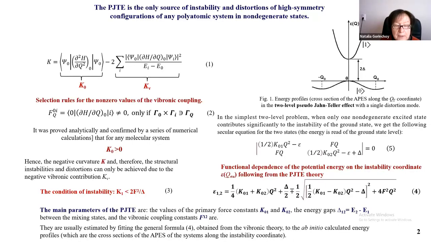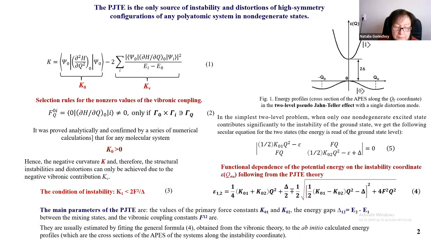It determines the restarting force arising when the nuclei are displaced with respect to the frozen electronic distribution. The second term, KV, being always negative, results from the vibronic mixing of the reference and the excited electronic states. It takes into account the reduction of the force constant due to the relaxation of electrons, allowing them to follow the nuclei. The matrix elements F in the numerator of the vibronic contribution KV are the diagonal vibronic coupling constants.